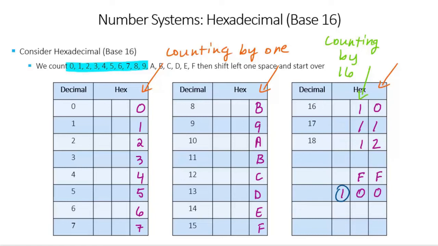Again, my question for you is, what grouping is this? What are we counting by? How many items does that 1 represent?